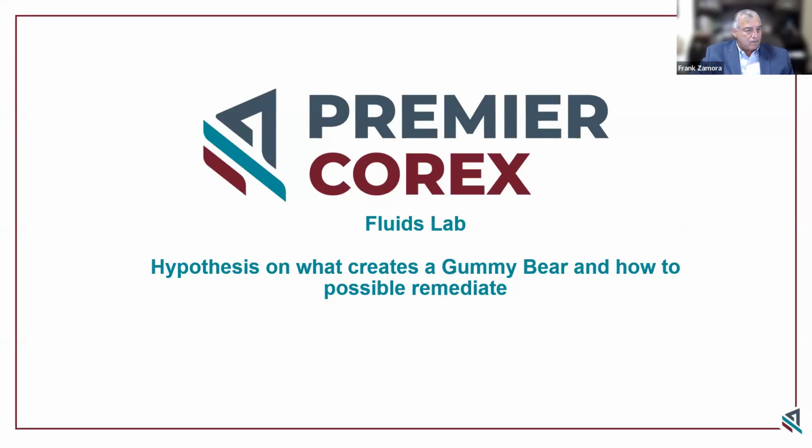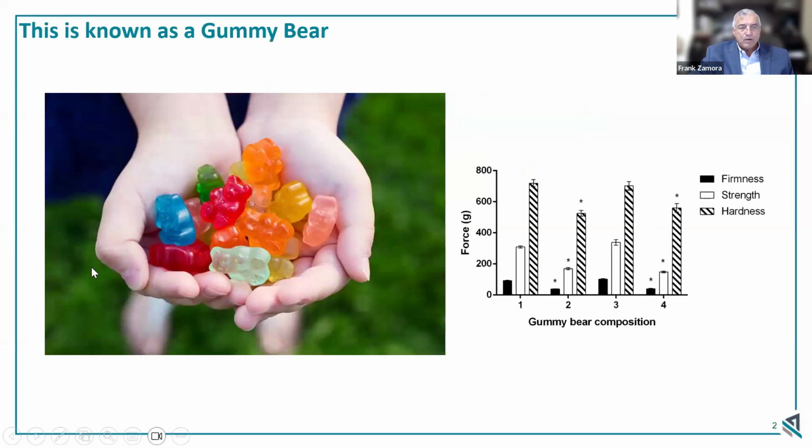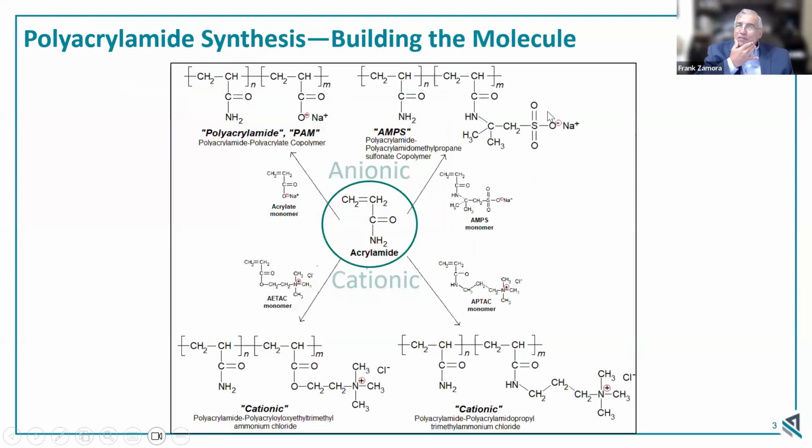So let me first share with you here. I guess I'm in the presentation mode, but it's not doing anything. Let's see. Oh yeah, so here's our famous gummy bear. This little gummy bear is basically evaluated based on firmness, strength, and hardness. Unfortunately, we're not going to talk about this little guy. We're going to talk about this guy.